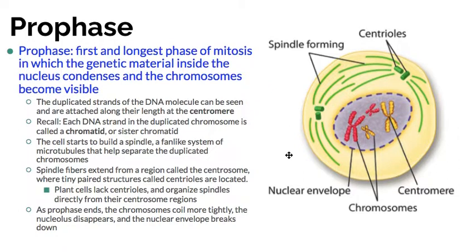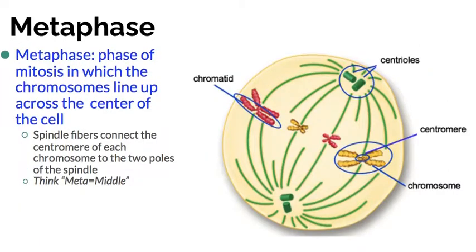As prophase ends, the chromosomes coil more tightly, the nucleolus appears, and the nuclear envelope breaks down. So that's what you see here with these dotted lines. That's showing the nuclear envelope starting to break down.